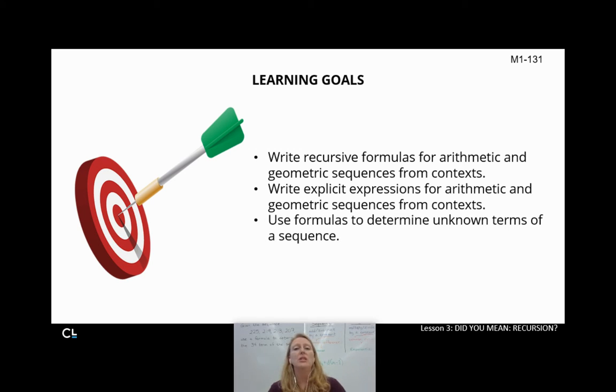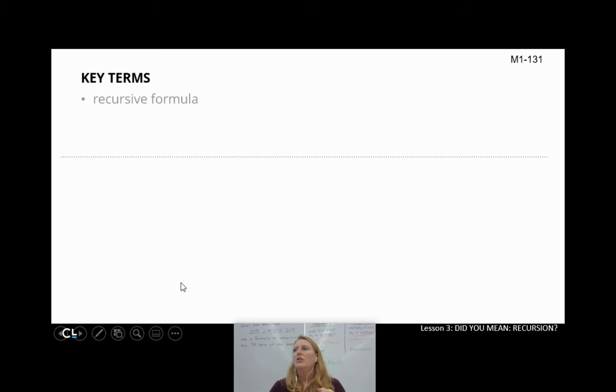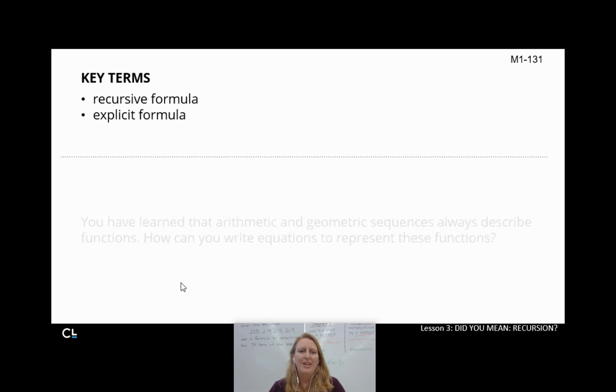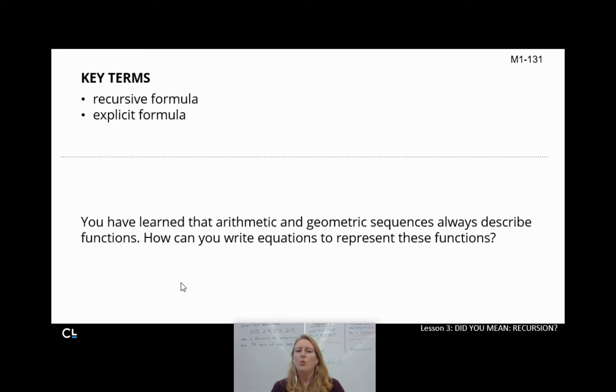So we're going to keep using these formulas to determine unknown terms of our sequences. You guys have been doing great so far. So those key terms, recursive formula, explicit formula, of course, we talked about how the recursive formula just helps us find the next term, but the explicit formula helps us find any term we want. I love it. So we've been writing equations to represent these arithmetic and geometric sequences as functions. You've been doing great with these.